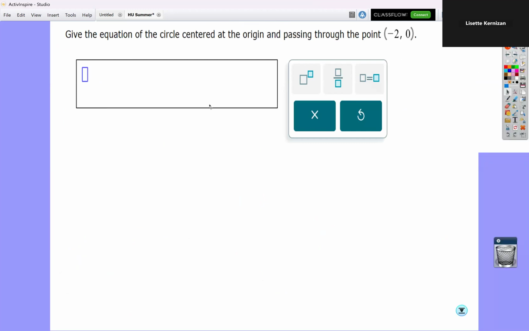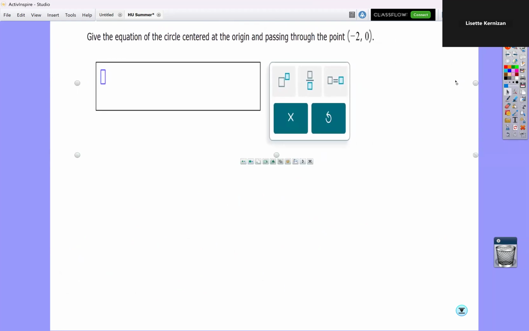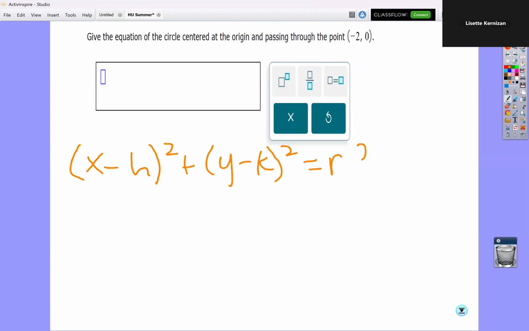This one says give the equation of a circle centered at the origin. So that means that the formula, again, I'll give you this: (x minus h) squared plus (y minus k) squared equals our radius squared. So if it's centered at the origin, that means that the center is here, which means that (h, k) is (0, 0). And they want to know it goes through the point (-2, 0). So we have to find the radius.